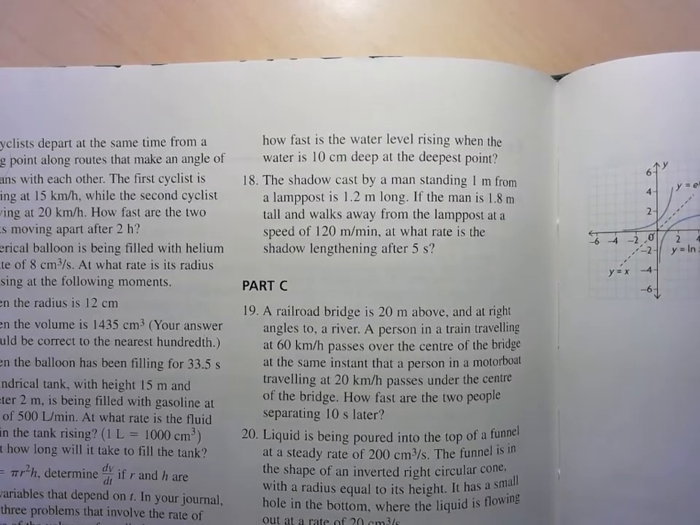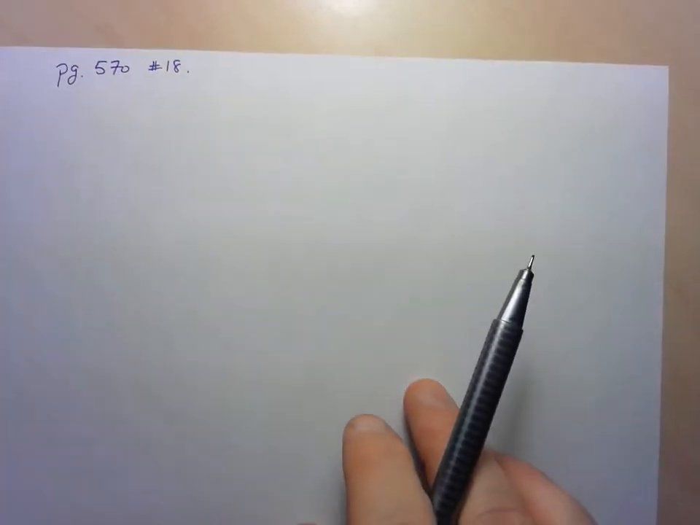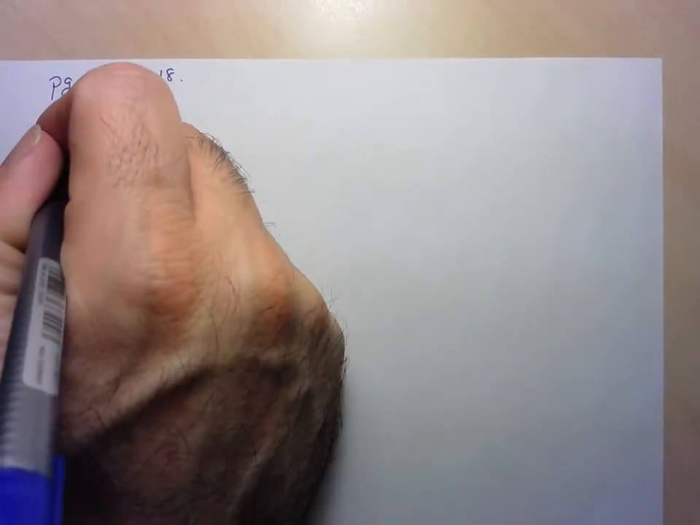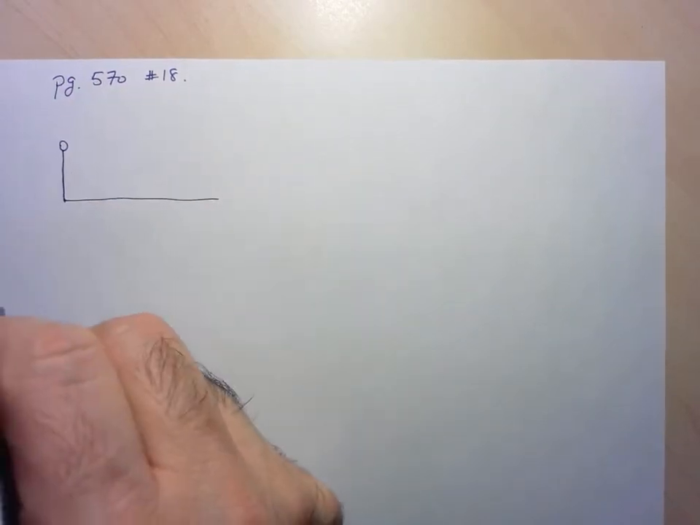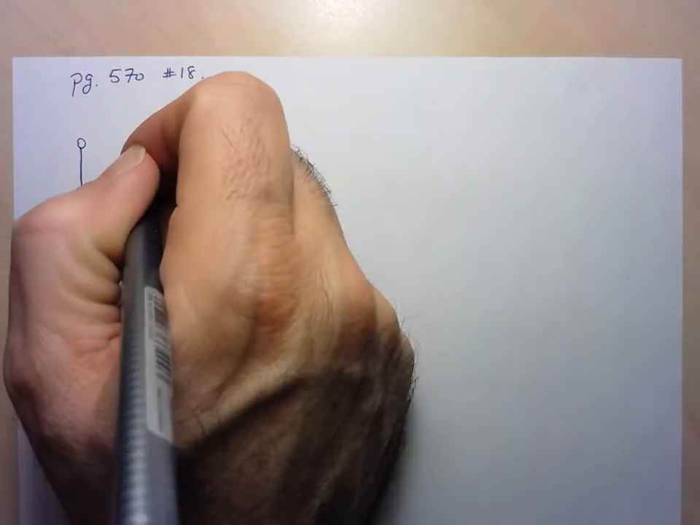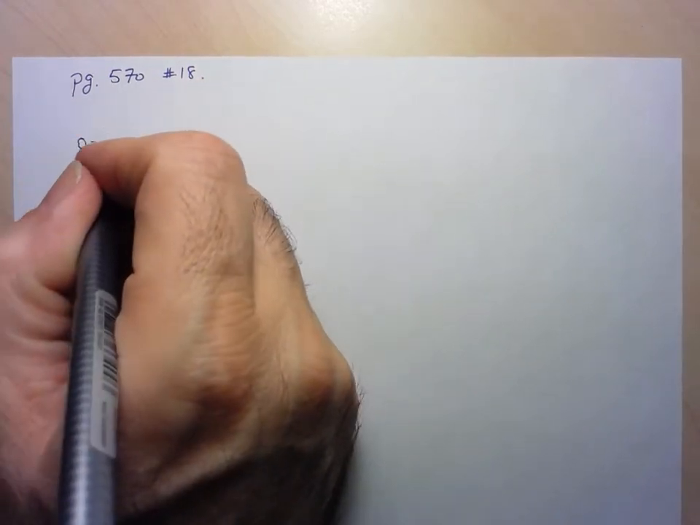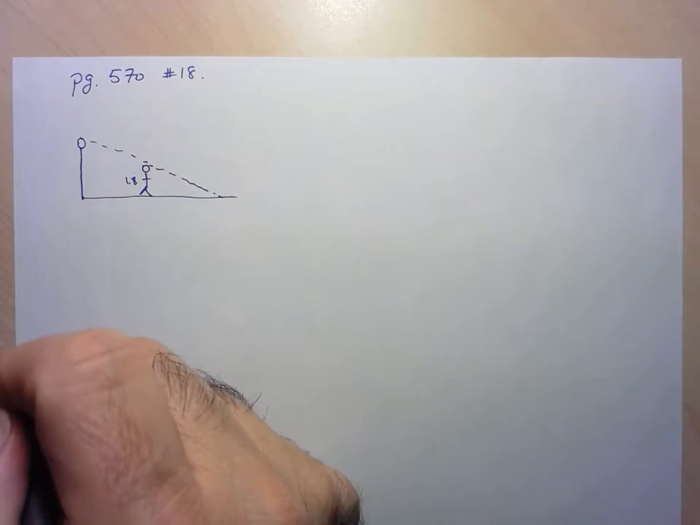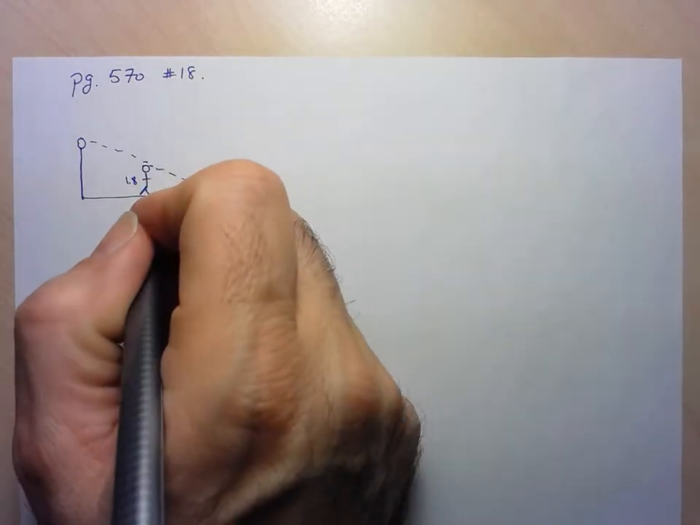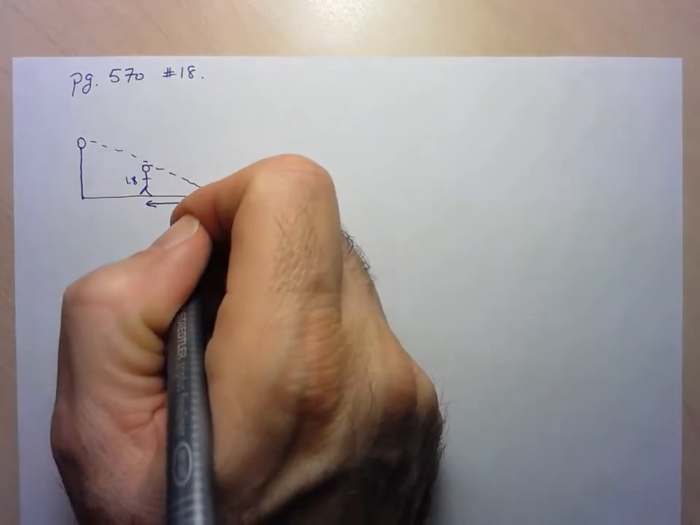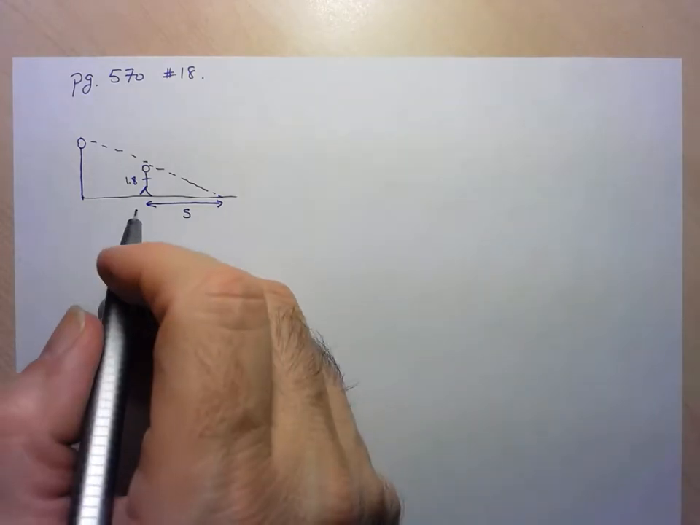Let's start by drawing ourselves a diagram. This is a type of question that we've seen before. We've got a lamppost. They don't give me the height of the lamppost, but they do give me the height of the person walking, which was 1.8 meters. The lamppost is casting a shadow, and what we're looking for is how quickly the length of the shadow is increasing.